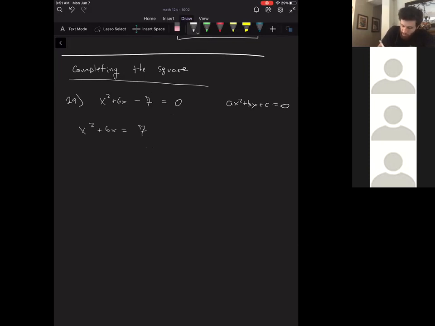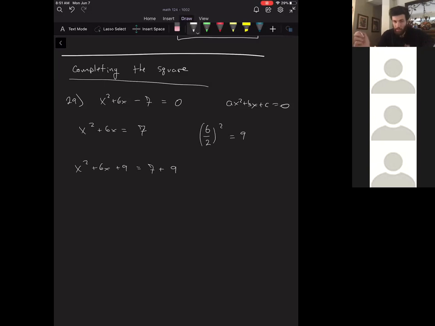So now we're going to do this step where we take the number attached to the x, which is a 6. We're going to divide it by 2. We're going to square it. So we always take that number, the number attached to the x, divide by 2, and square it. So that's going to be 3 squared, which is 9. And then we're going to add this number to both sides of the equation. So we're going to write this as x squared plus 6x plus 9 is equal to 7 plus 9.